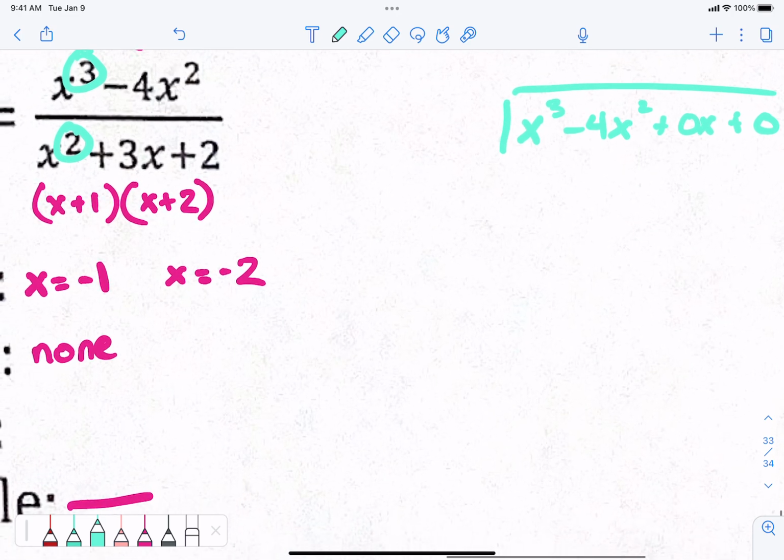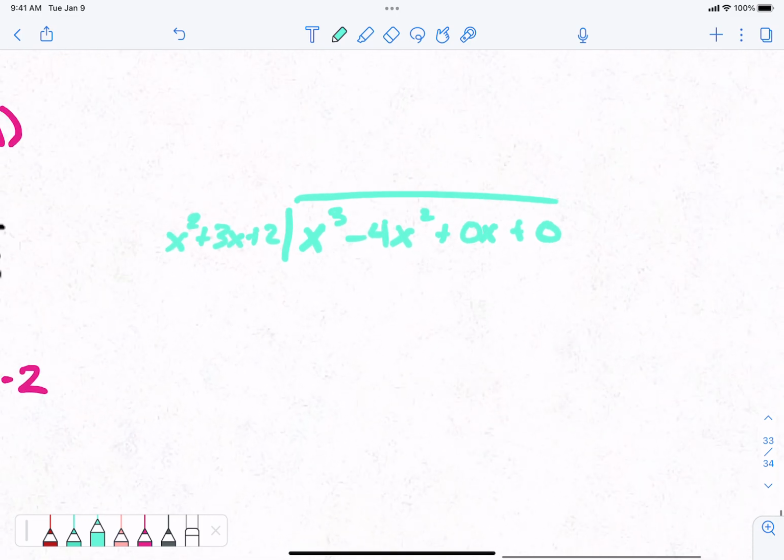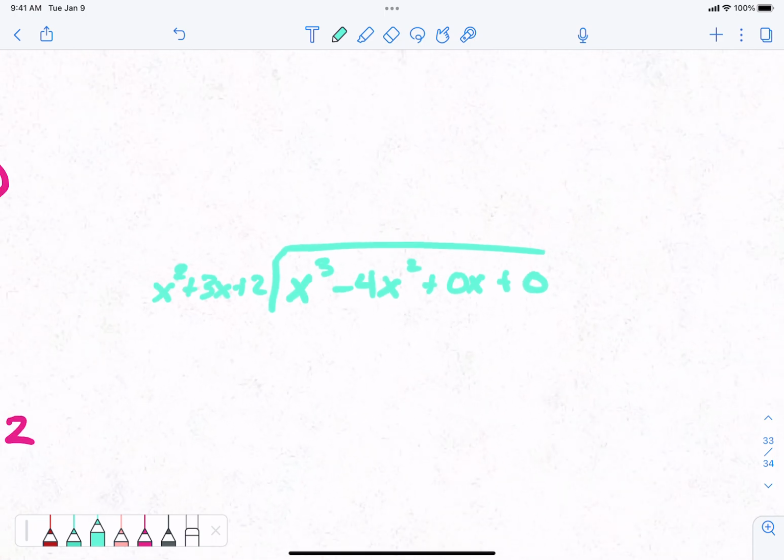Keep in mind, we only have to do the first 2 steps, right? X squared plus 3x plus 2. We only have to do the first 2 steps. It's not like the full long division. He said no, though. Today he's like, I don't have one. Okay, it doesn't have a slant asymptote today.